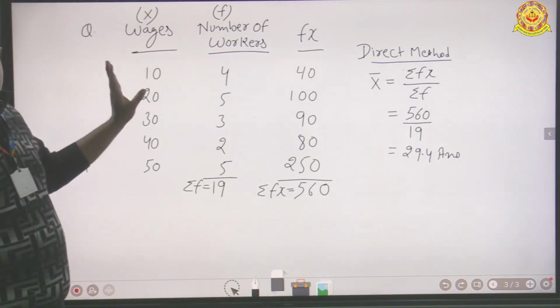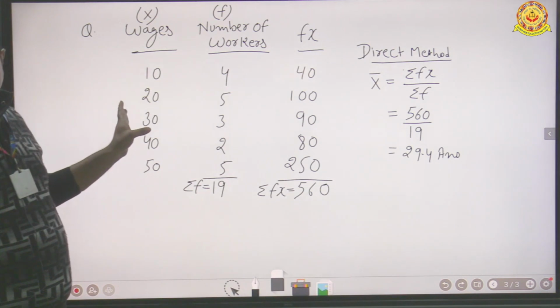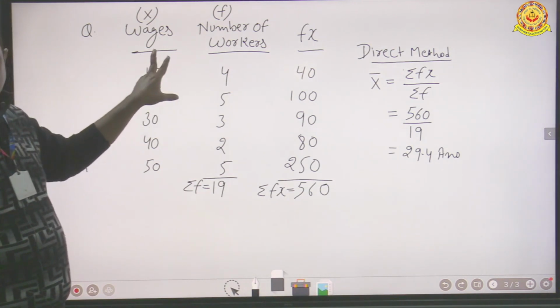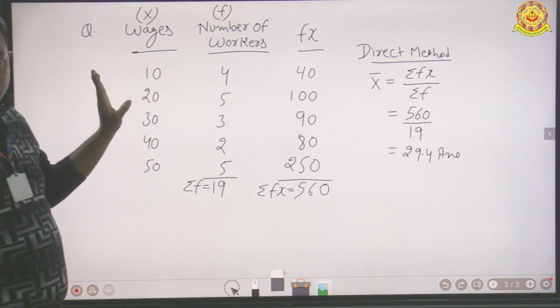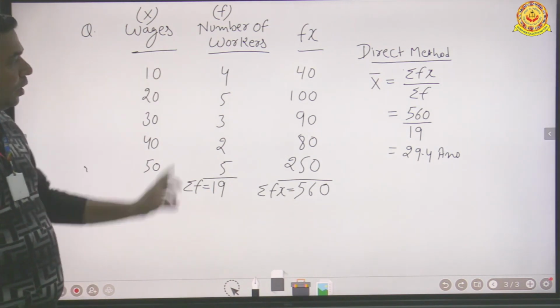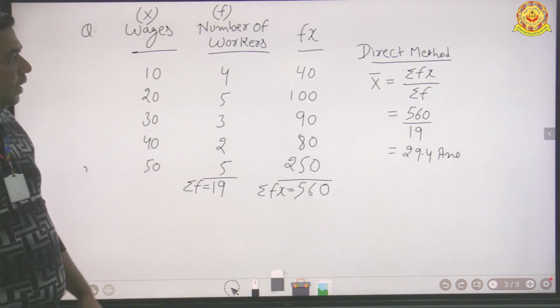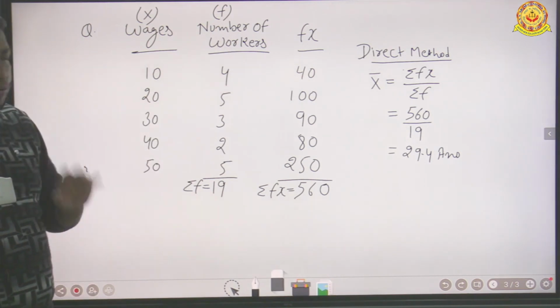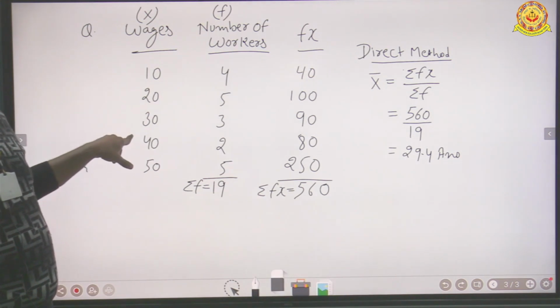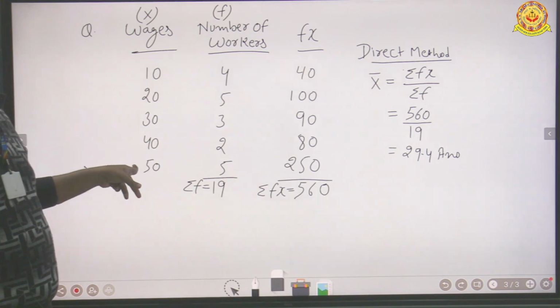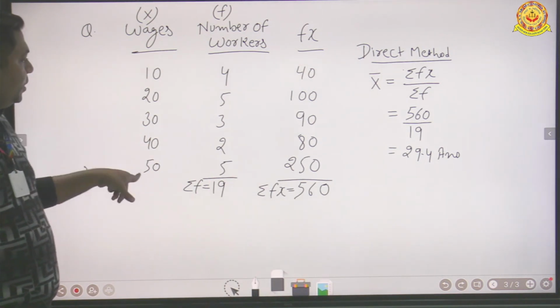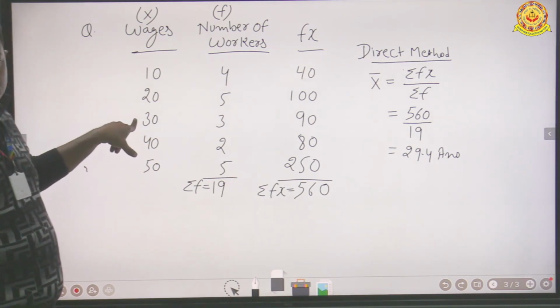Now if we want to do the same question with the shortcut method: again, in the case of discrete series we have two methods. First is the direct method, second is the indirect or shortcut method. The formula will be a little bit changed. In the indirect method, first of all you need to take an assumed value, and always take the assumed value from the x values or the variable. The mid value in this question is 30. So we are taking 30 as the assumed value.